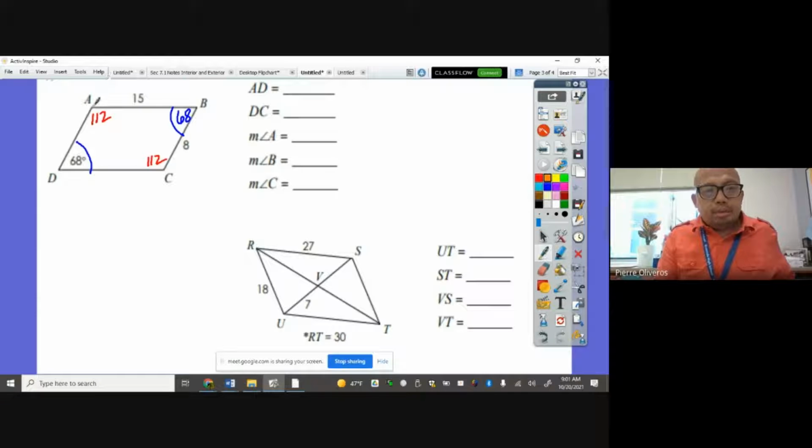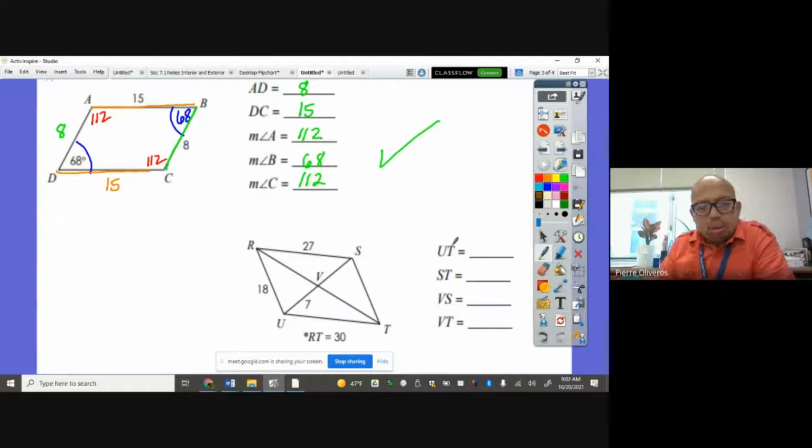And if this is 15 here, this has to be also 15 because they're opposite sides. And if this one here is 8, this has to be also 8. Okay, so AD is 8, DC is 15, angle A is 112, angle B is 68, angle C is 112 also. Easy, kaboom.